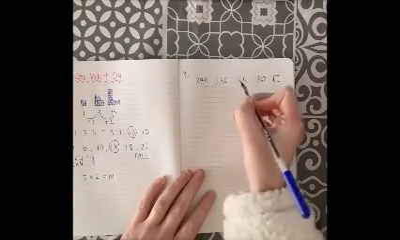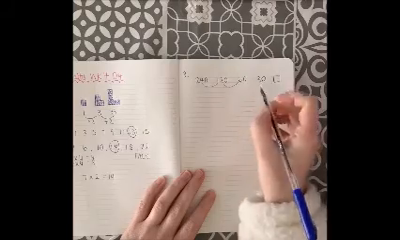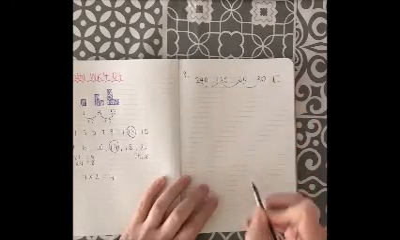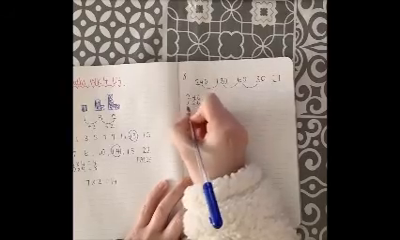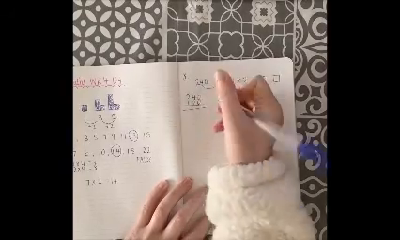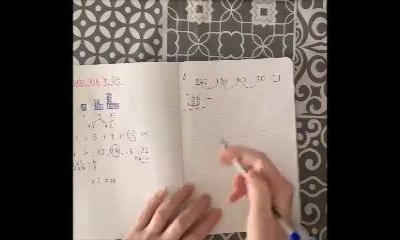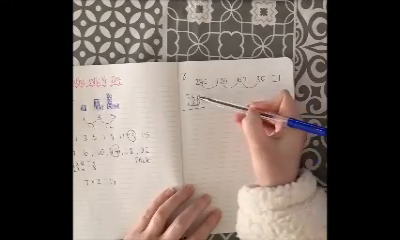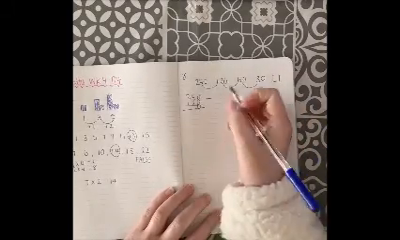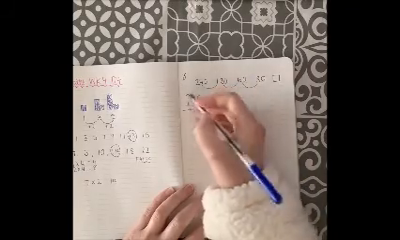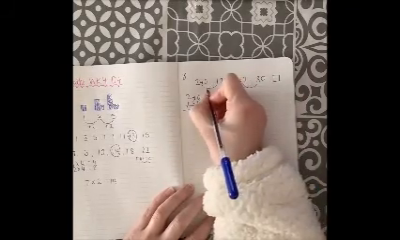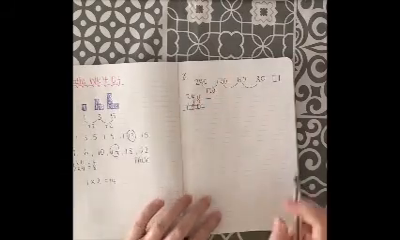So the difference between 240 and 120, 120 and 60, 60 and 30. So between 240 and 120, I'm going to find the difference by subtracting the smaller number from the larger. 0 take 0 is 0, 4 take 2 is 2, 2 take 1 is 1. So I found out that the difference here is 120.